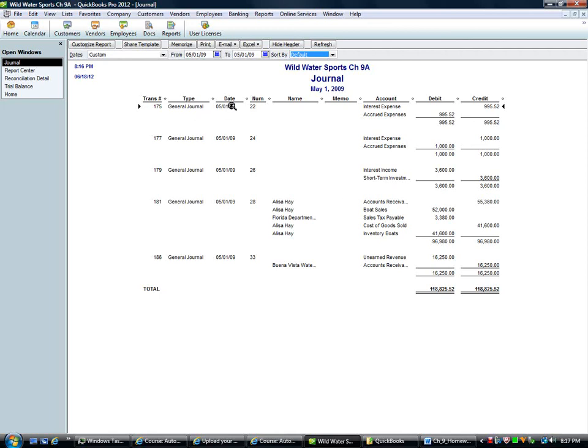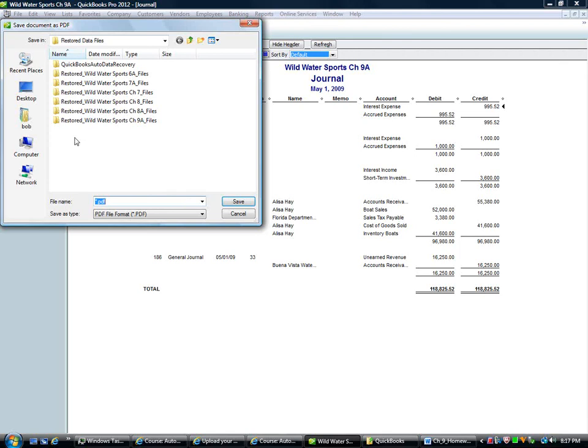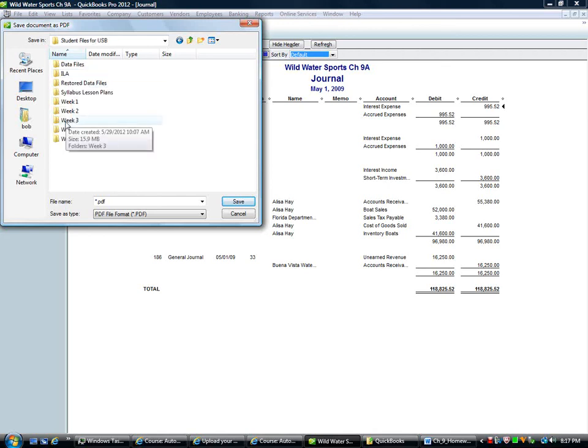So I'll do just one of these. You'd go to File, Save as a PDF, and go to your computer. Here's my USB. You've got student files. We've got accounting 120. You don't have this. We're on week 4, day 7. Okay, and I would name it just what it is, but do not delete the PDF. I would call it the journal as of 05/01/09.